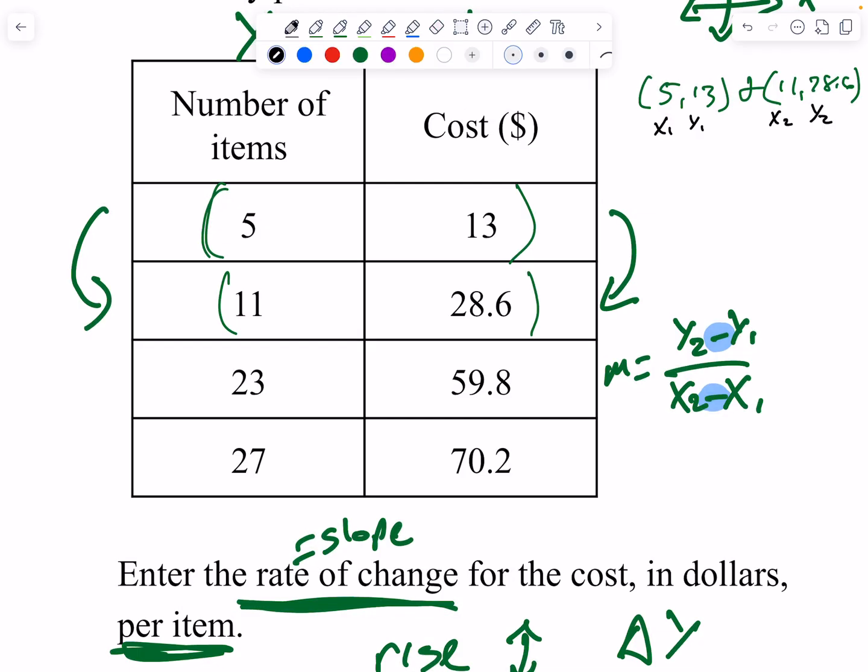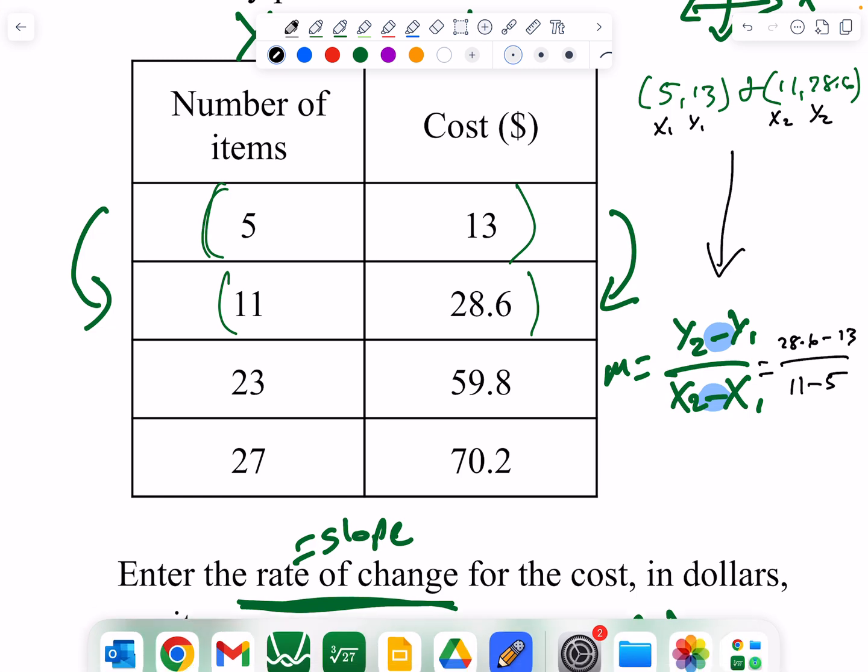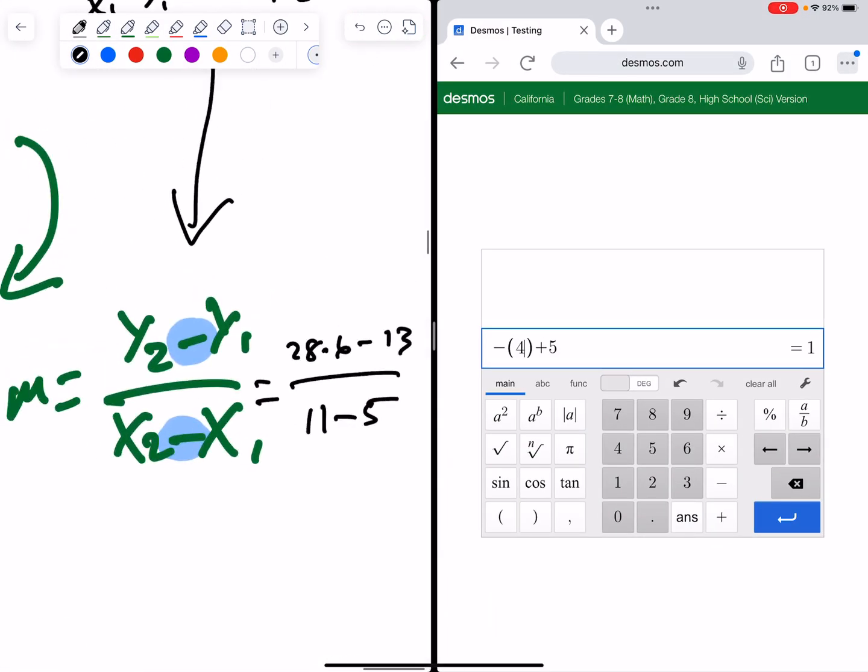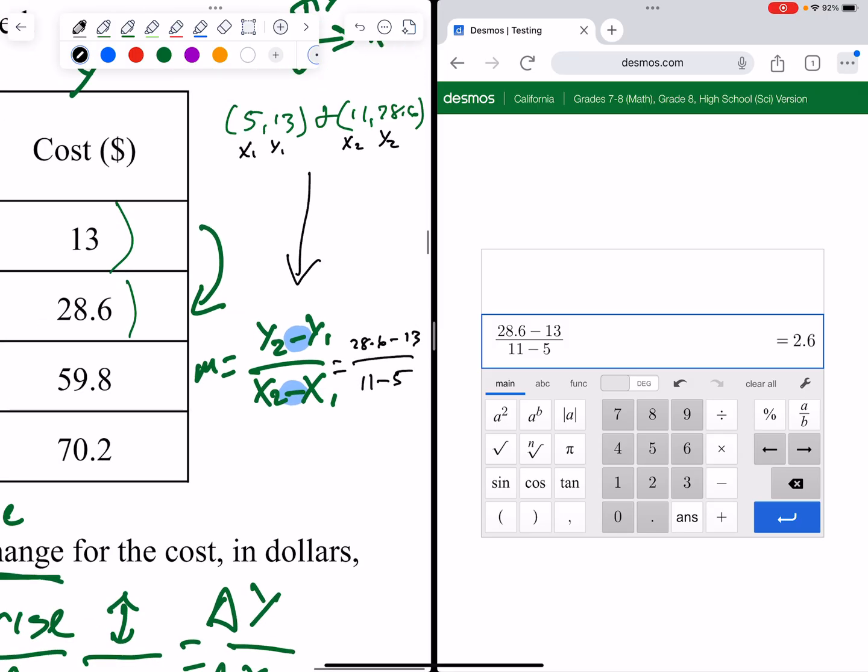So if I were to use this right here, I just substitute. So 28.6 minus 13 over 11 minus 5. And that's where I have my awesome calculator. So let's clear it. I got 28.6 minus 13 over 11 minus 5, and my answer is going to be 2.6.